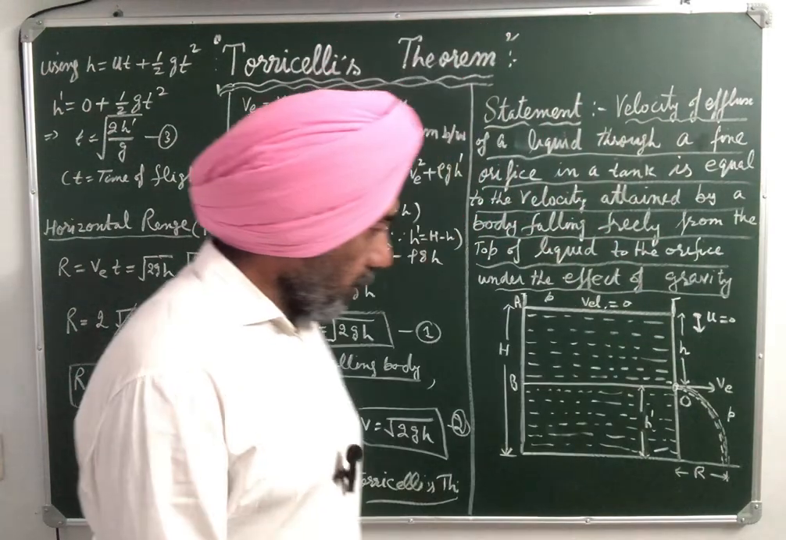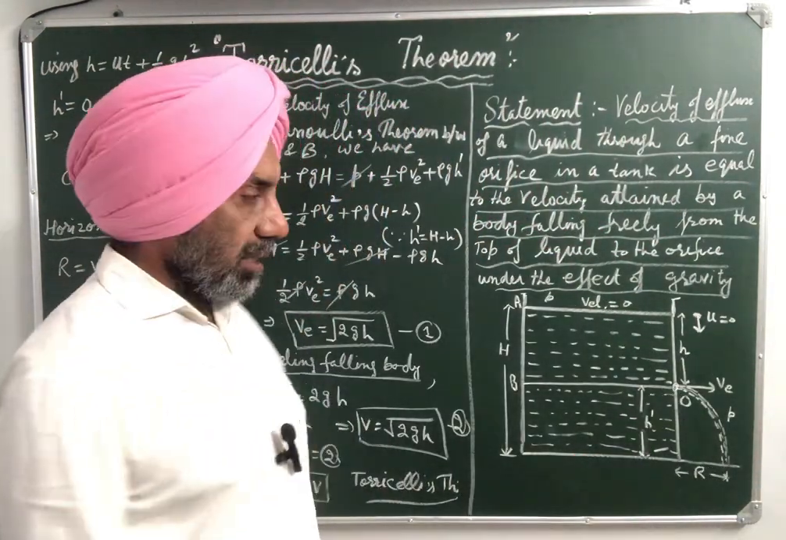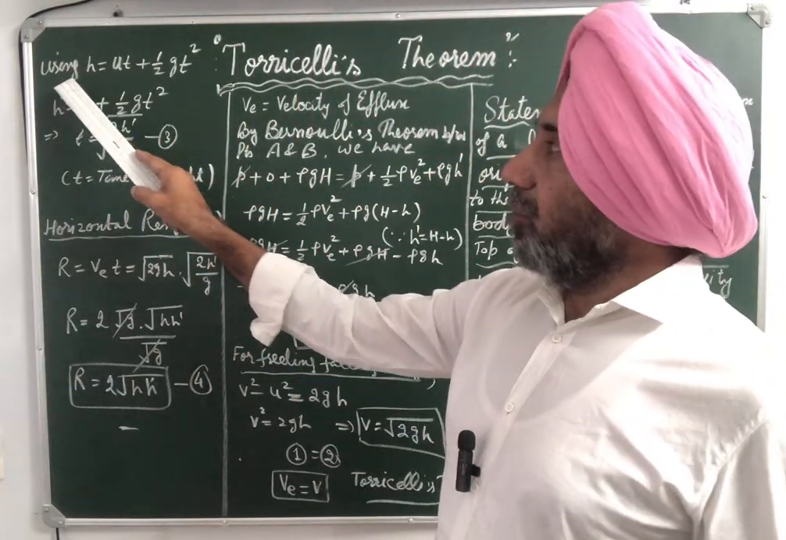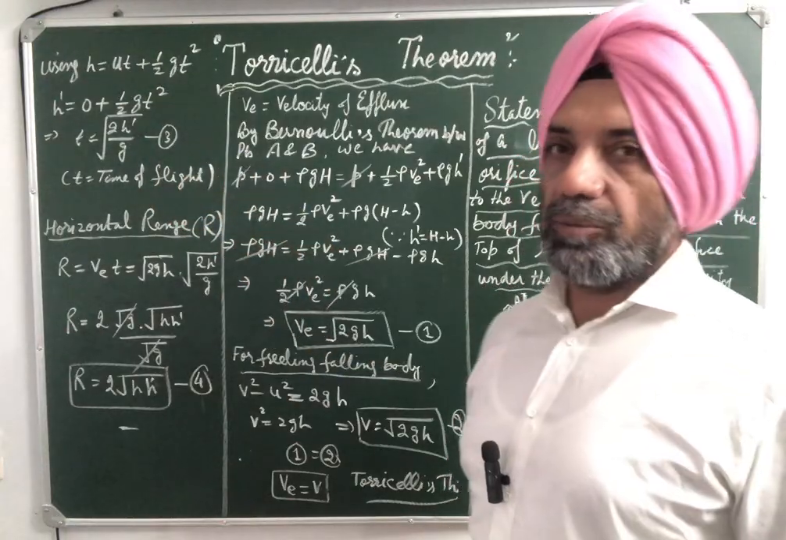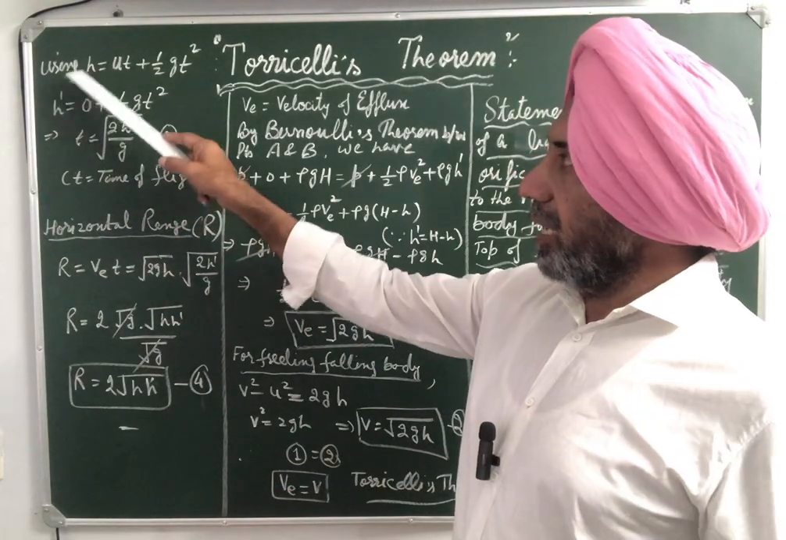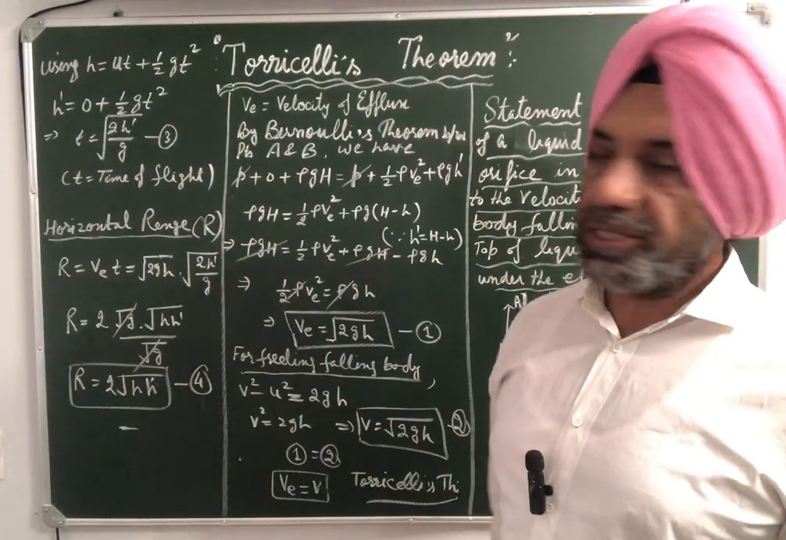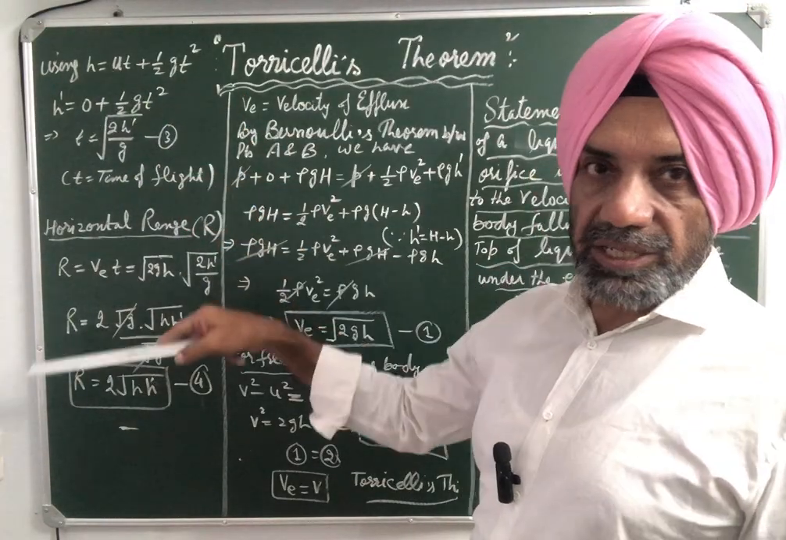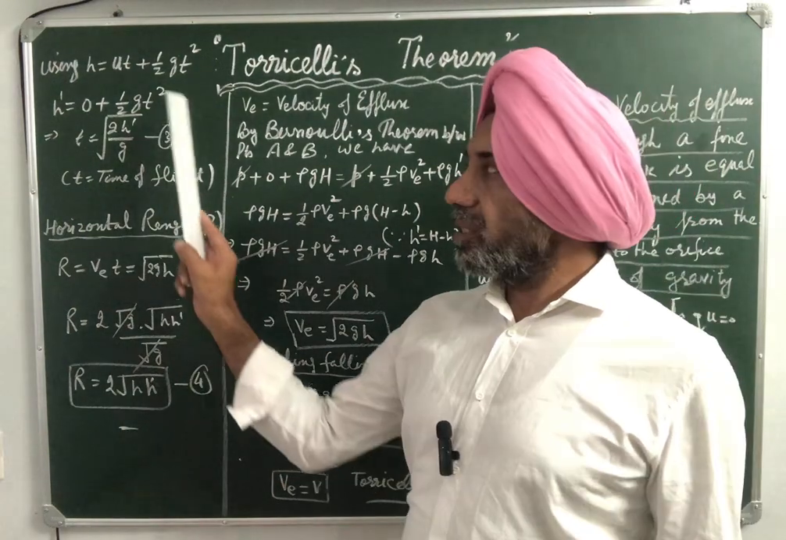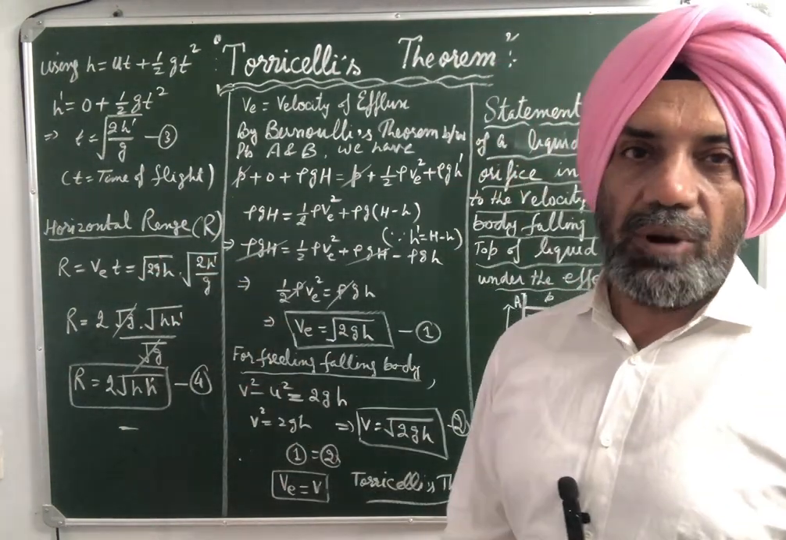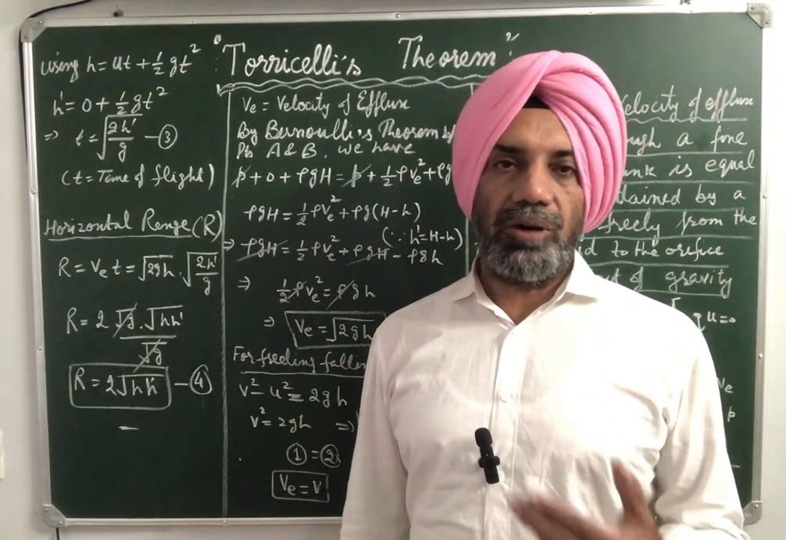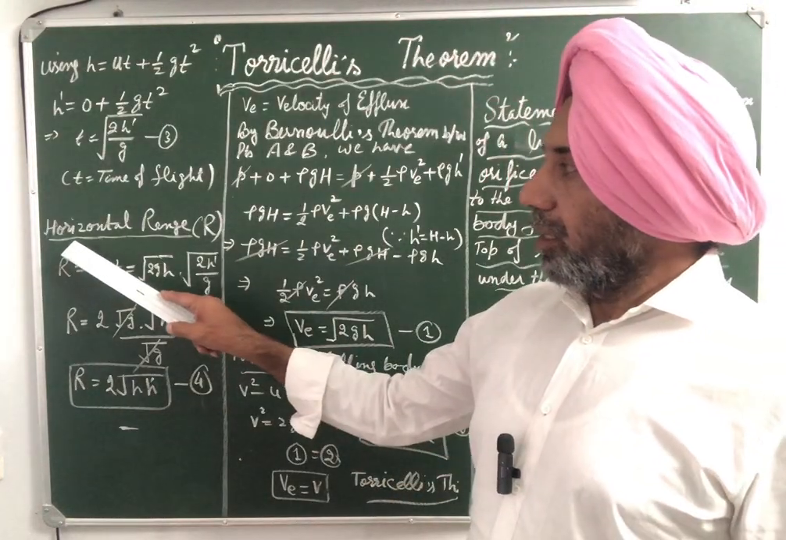Now, to find the time taken by the liquid to reach the ground, the time of flight, and the horizontal range, we use the formula h is equal to ut plus half gt square for a body falling freely under the effect of gravity. The height of the orifice is h dash, so the liquid falls through height h dash. So h dash is equal to the initial velocity in the vertical direction, which is 0, plus half g t square, or t is equal to square root of 2 h dash upon g. This gives the time of flight, the time taken by the liquid to reach the ground after coming out of the orifice of the tank.